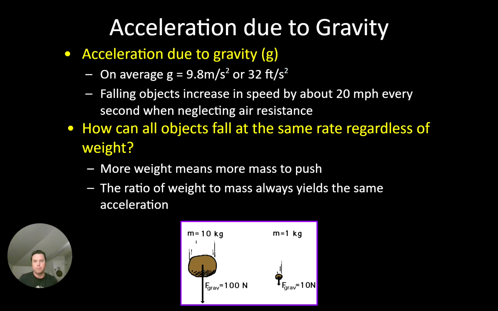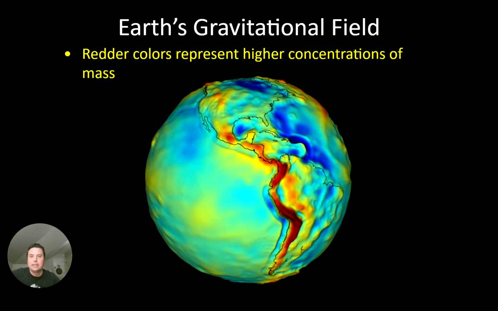Gravity pulls on an object's mass. So the more mass you have, the more weight you have. As the mass goes up, the weight goes up. They go up together. And when you take the ratio of weight over mass, or weight divided by mass, on Earth at least, you get 9.8.